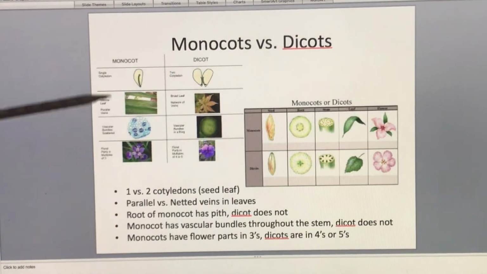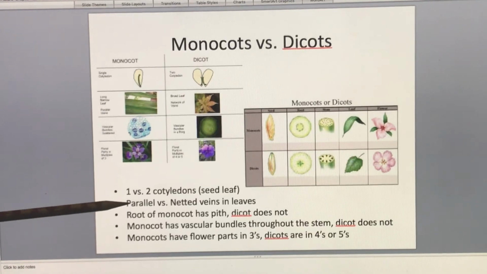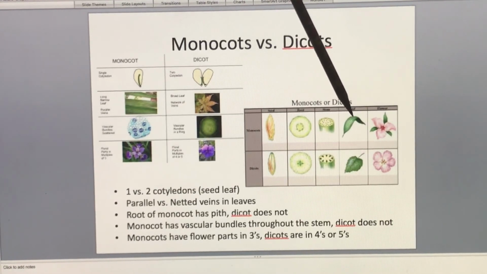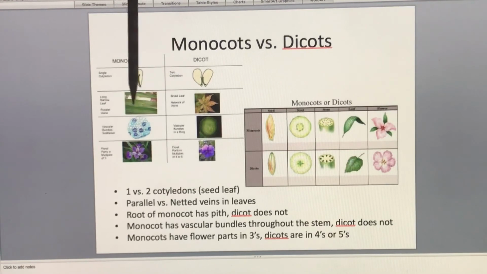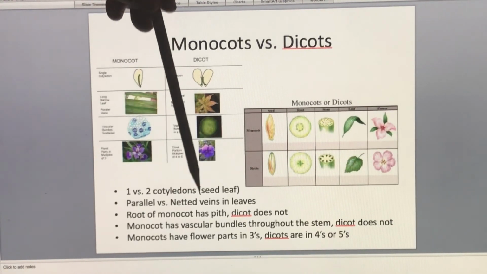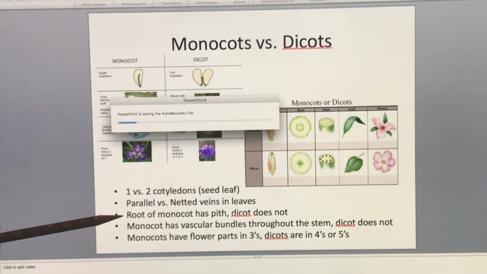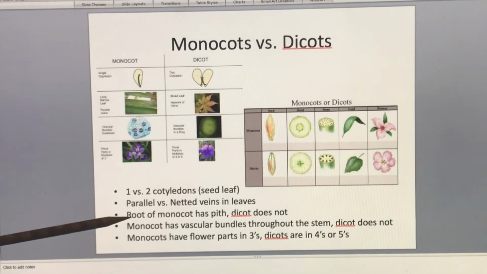So in a monocot, you would find parallel venation. So you think of a corn plant. Here is a good picture of the corn leaf. Here's another one. It has parallel veins, versus a dicot, which would have netted veins in its leaves. Then secondly, the stem of a monocot has pith, whereas the dicot does not.